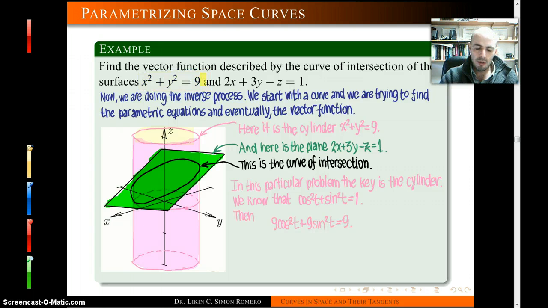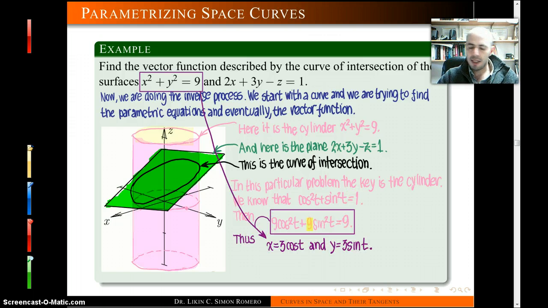Notice that the only thing that we need to do is, instead of setting it equal to 1, we set it equal to 9. So you have 9 cosine squared plus 9 sine squared is equal to 9. And then from here we can say, well, one solution could be x is equal to 3 cosine of t and y is equal to 3 sine of t. Could I have picked this as a y and this as an x? And the answer is yes. The only thing that is going to change is the way that you're traveling the curve.